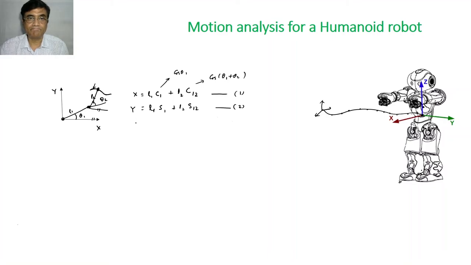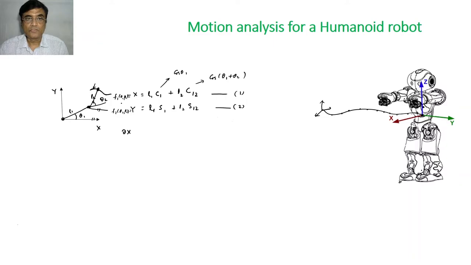Say these are my two fundamental equations, and I would like to know how incremental changes in theta 1 and theta 2 in the joint space will influence the incremental changes in the Cartesian space. For that, I have to partially differentiate, because this is a function of theta 1 and theta 2, and this is another function of theta 1 and theta 2.